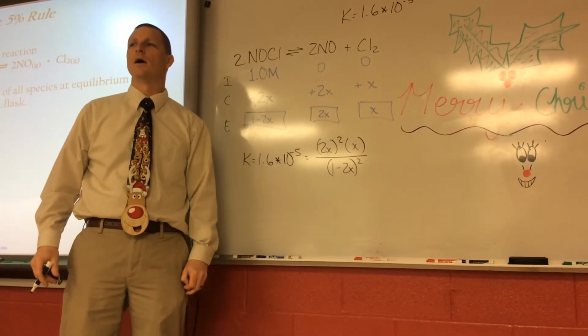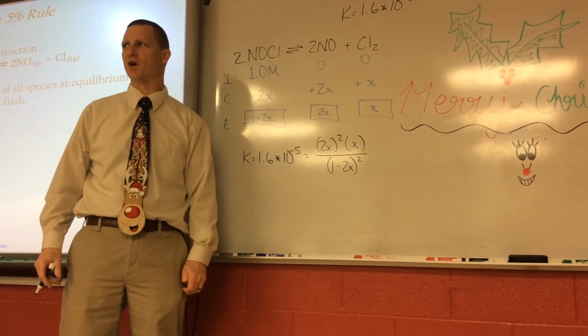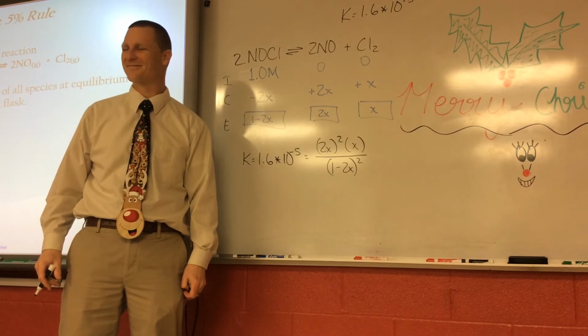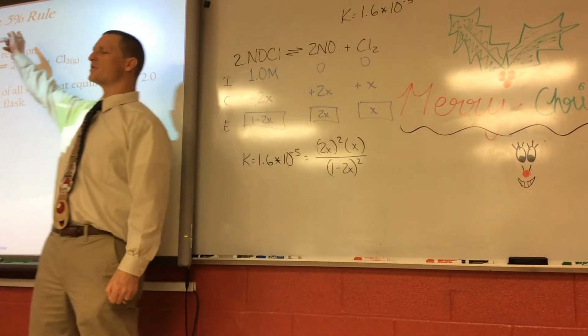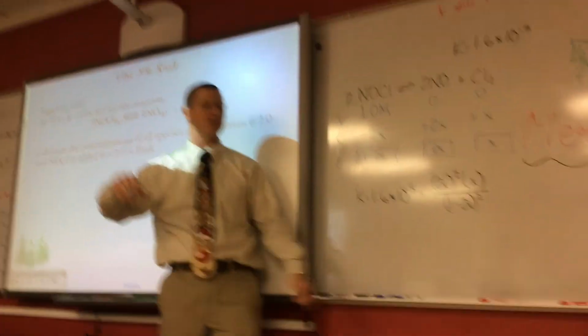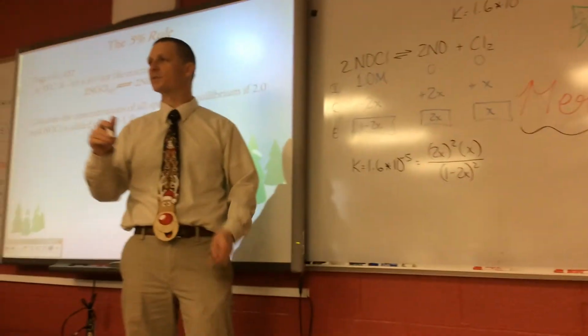Are we hoping to have a shortcut to not have to solve for a cubic polynomial and get 3 roots? This is called the 5% rule. I'll tell you why we call it the 5% rule, where the name comes from, soon. But I'm going to just walk you through this approximation.